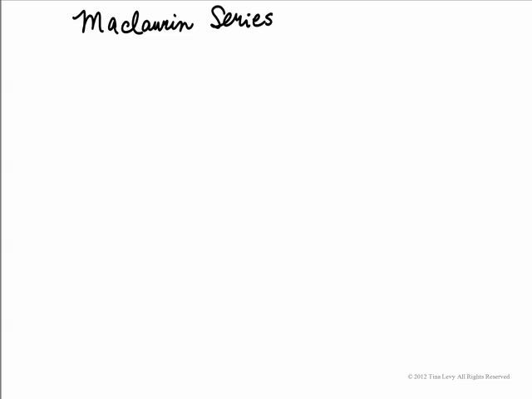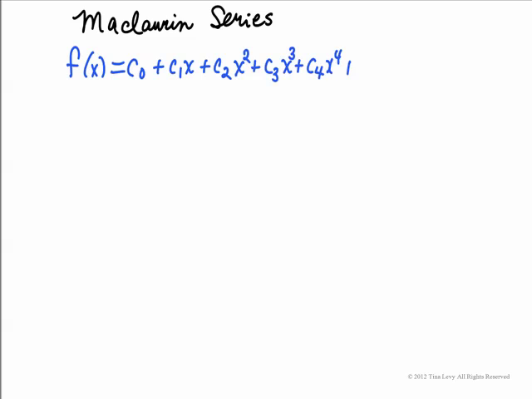I'm going to derive for you the Maclaurin series. We start with a power series for a function. So assume that a function f of x is defined by a power series c sub 0 plus c1x plus c2x squared plus c3x cubed plus c4x to the fourth, and this goes on indefinitely. So we can write it as the series n goes from 0 to infinity, c sub n x to the nth power, where c sub n are the coefficients of x powers.